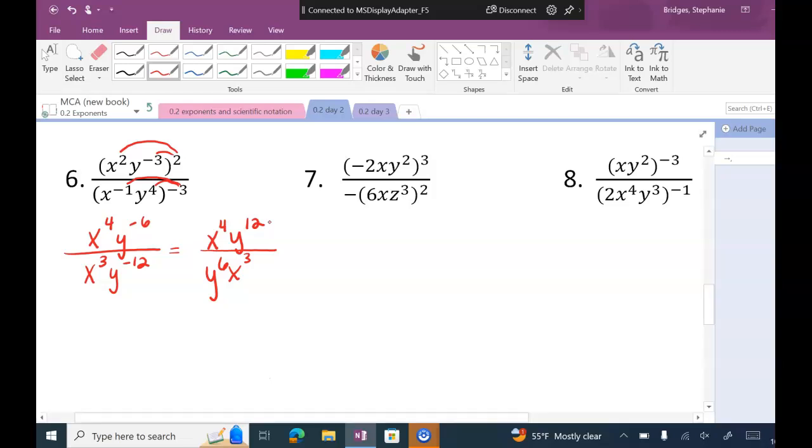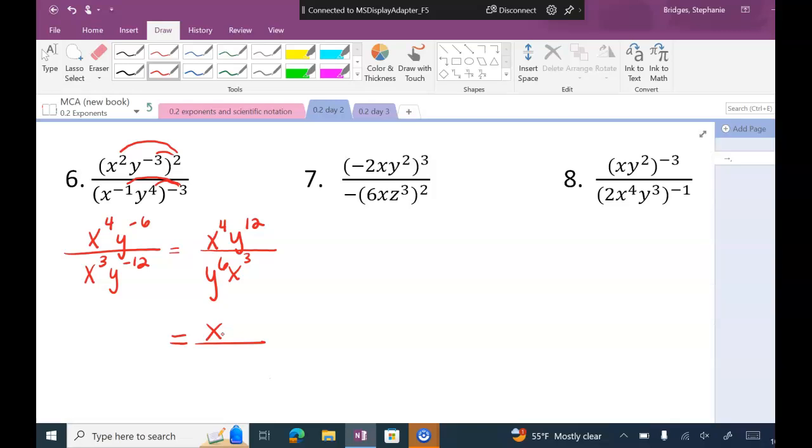It doesn't matter which one you do first. I tend to always write x first because it comes first in the alphabet. So I have how many x's at the top? 4. How many at the bottom? 3. Where do I have the most? At the top. How many extra do I have at the top? 1. So that 1 extra x is going to stay at the top. It really doesn't matter if you do x or y first. Okay.